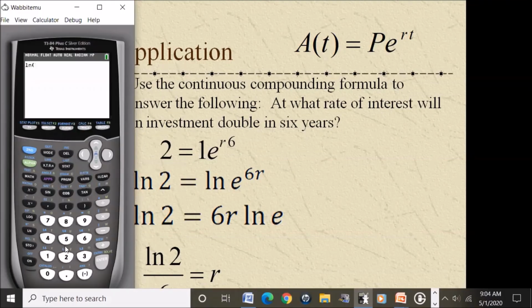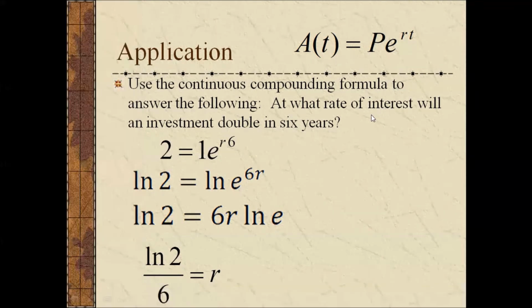Do natural log of 2, close parentheses, divided by 6, and we get a value of 0.1155245301. 0.1155 is the same as the percent 11.55.